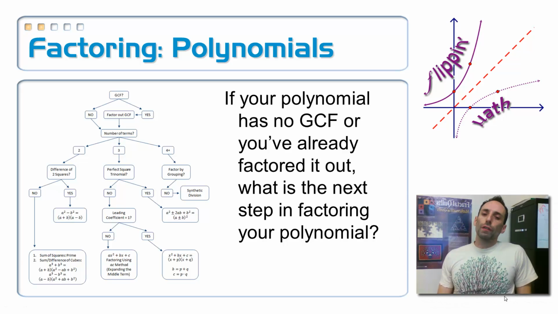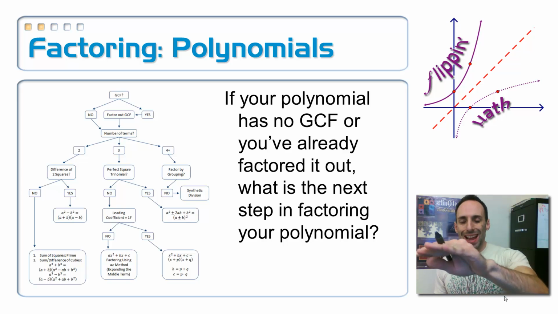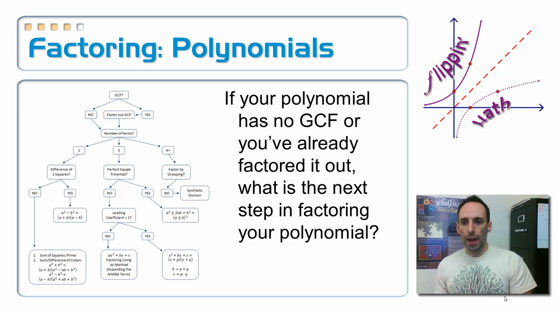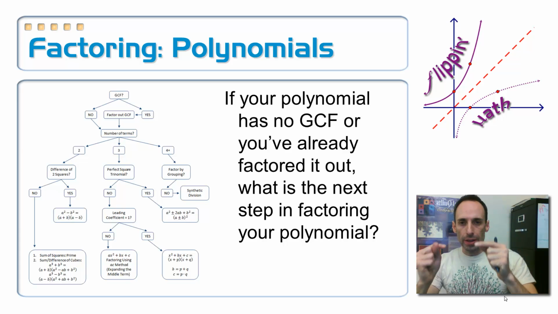So let's take out our flow chart again. We've already done the first step. The first step was, hey, do we have a GCF? Yes, I follow that, and it says factor the thing out, or no. Then both of these, whatever the ultimate answer, lead to the next question.